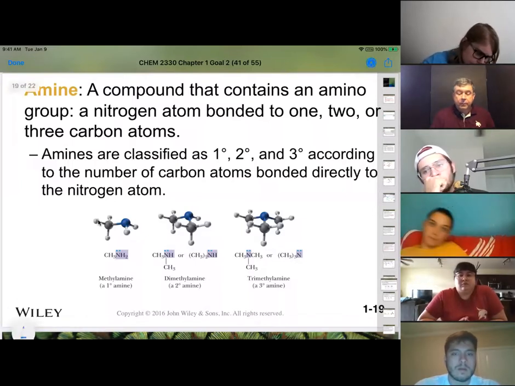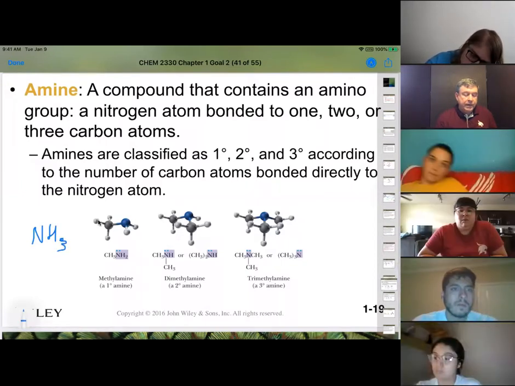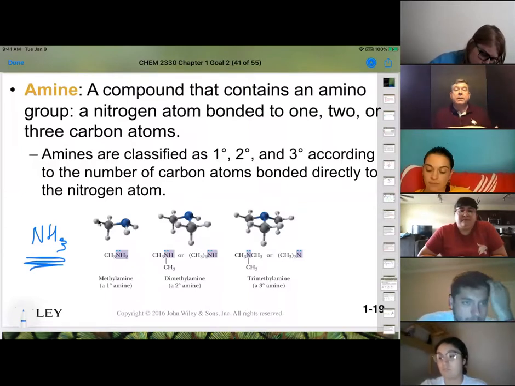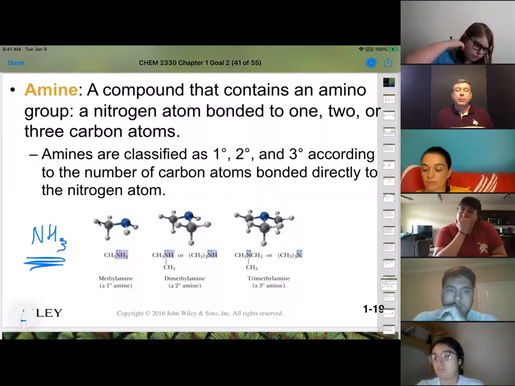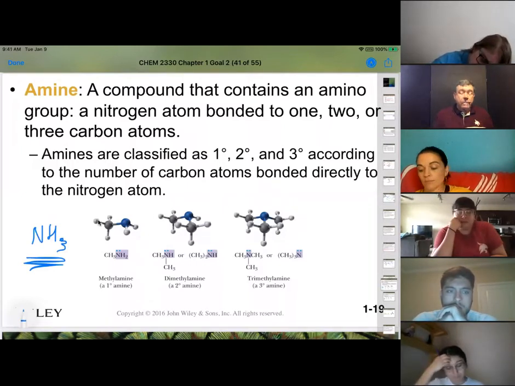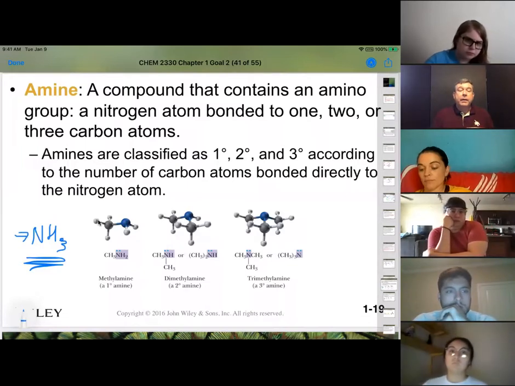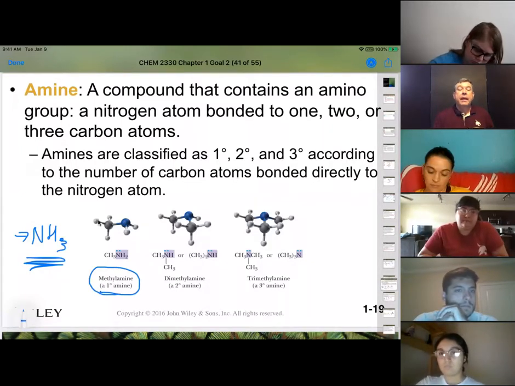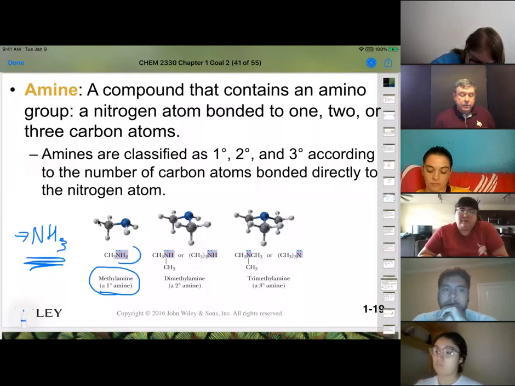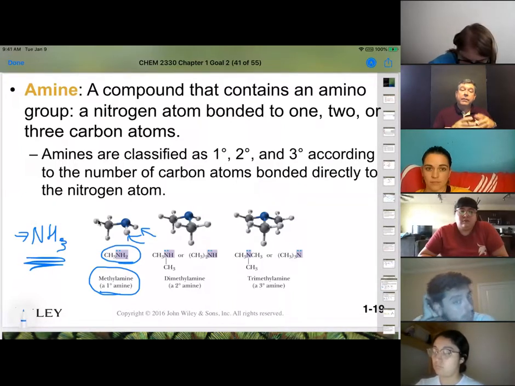For example, if you have a nitrogen that's just bonded to 3 hydrogens, we have a special name for that, it's ammonia. Technically, it's not an organic compound because it doesn't contain carbon. But if you bond 1 carbon to your nitrogen, we have what we call a primary amine, meaning we have 1 carbon bonded to a nitrogen. Notice it still has 2 hydrogens on it, and these 2 hydrogens can do chemistry. So it's important to know that you have a primary amine.